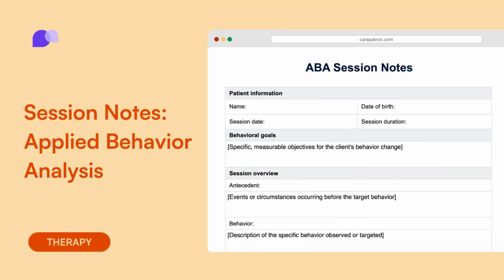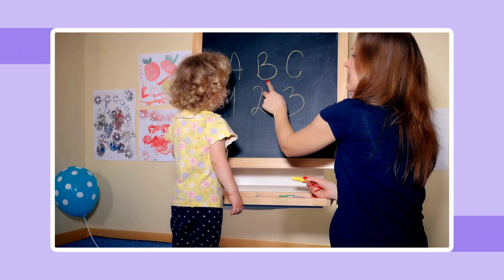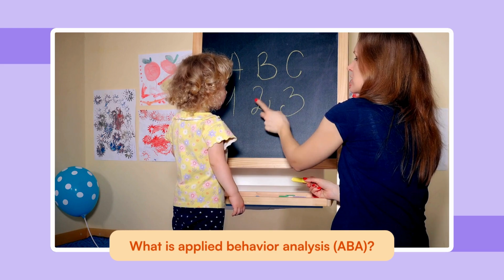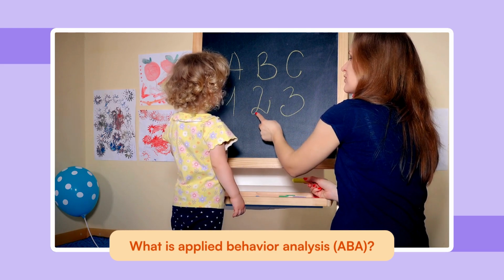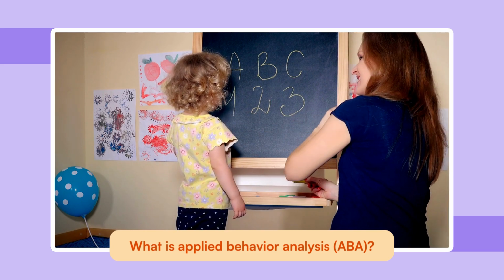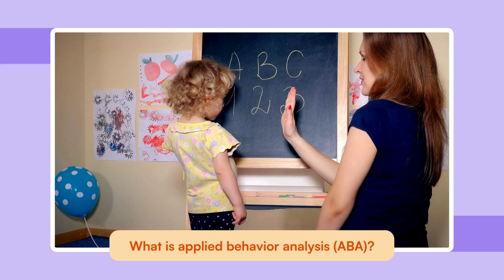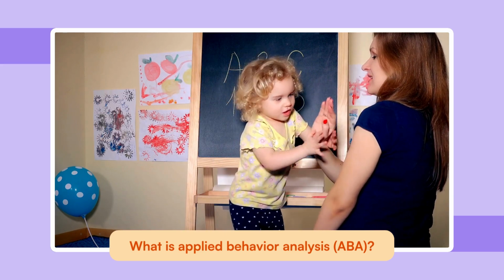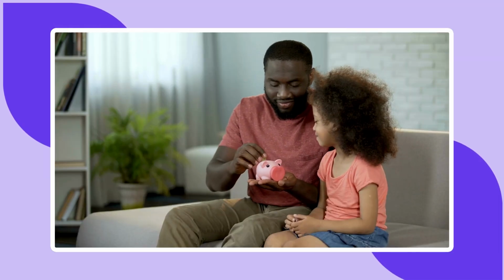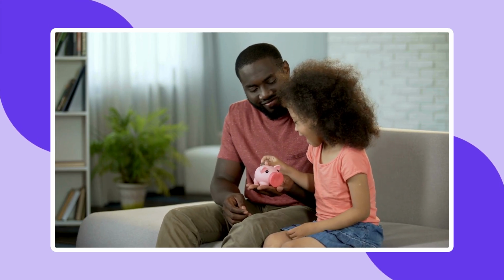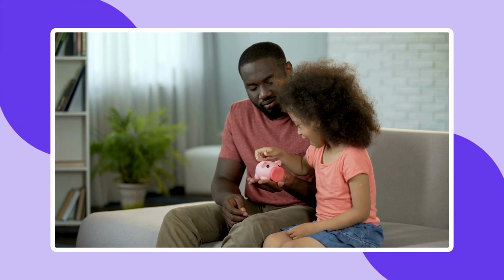Applied behavior analysis is a proven method in psychology, particularly effective for individuals with autism. It focuses on understanding behavior in relation to the environment and applying strategies to improve socially significant behaviors. ABA therapy involves analyzing and modifying observable behaviors, increasing positive actions while reducing harmful ones.